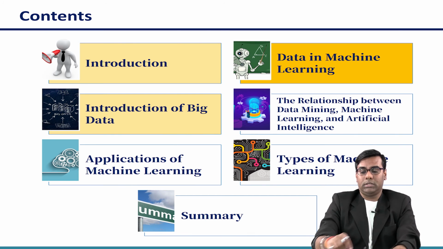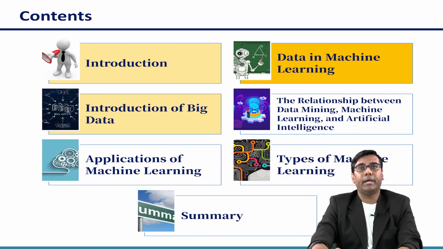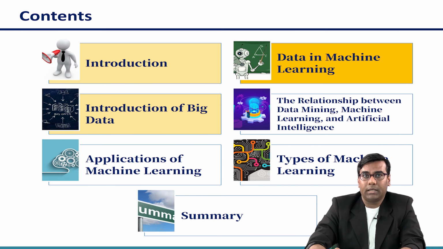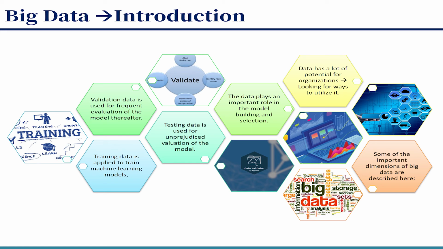Next we're going to talk about the introduction to big data. So what is big data? As we already know, validation data is used for the frequent evaluation of the model. We are collecting a lot of data from websites, from the internet, from Google. Where does that data come from? It is stored in your system, coming from somewhere that is easily available.